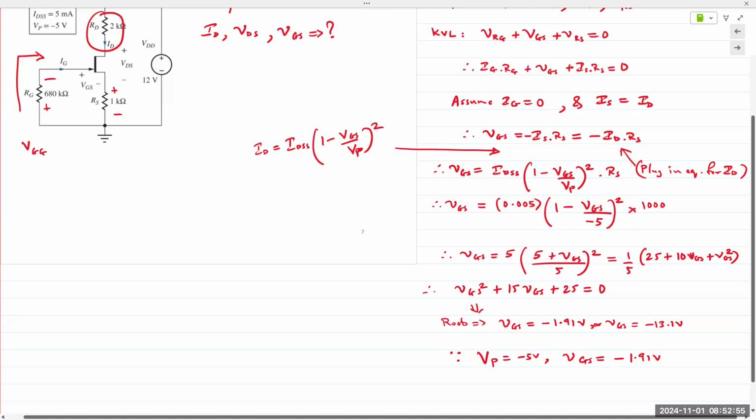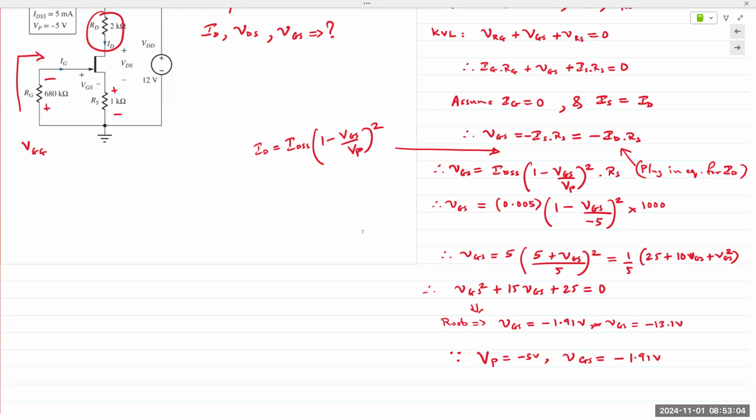So now that we have VGS, we can go ahead and calculate the rest of the quantities. We can find ID. ID is the same as IS, and you can find IS from the voltage that is applied across that resistor divided by 1000. So 1.91 milliamps.